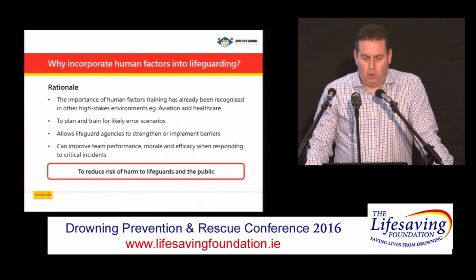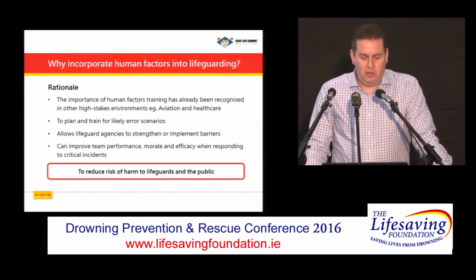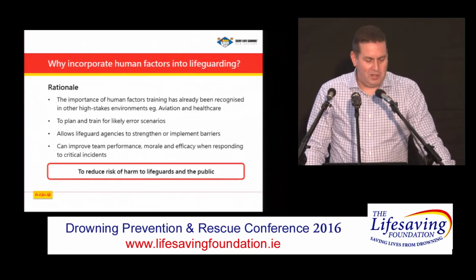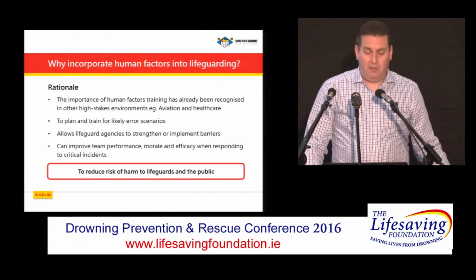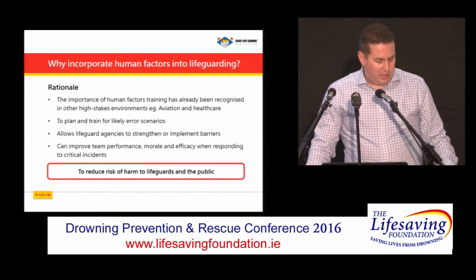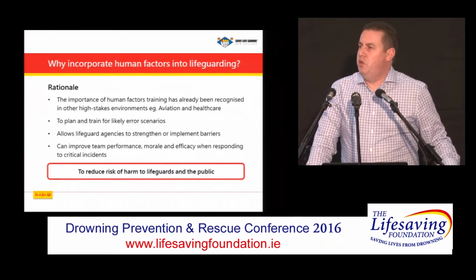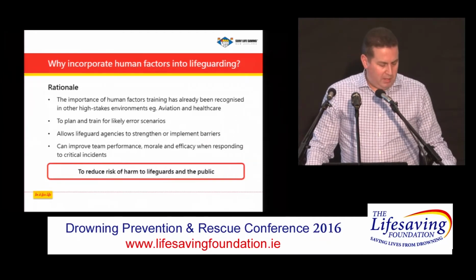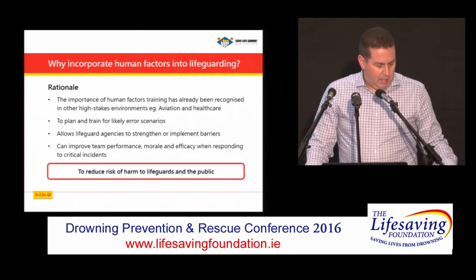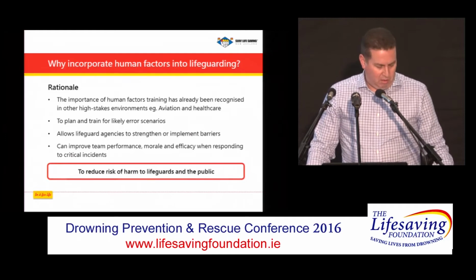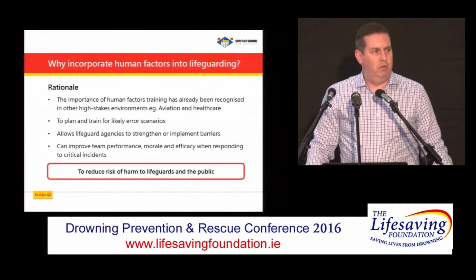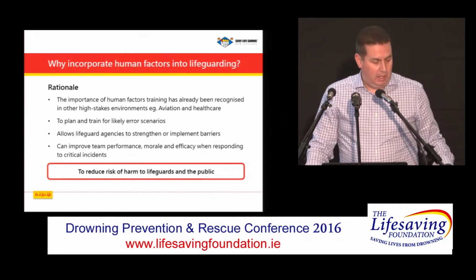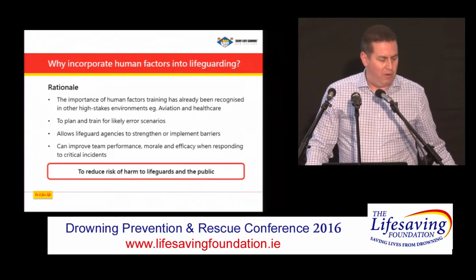But here's the most important reason of all, and it's to reduce the risk of harm to lifeguards and the public. And if this was in healthcare, we would simply say that it was just about reducing harm to patients. But remember, there's a difference in lifeguarding, and that is that there's the added risk of harm to the lifeguard, which doesn't necessarily always occur or seldom would occur in a healthcare environment.